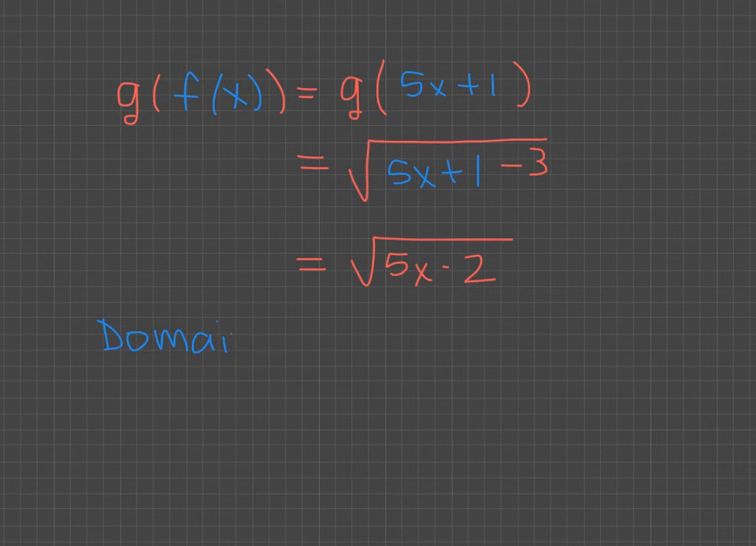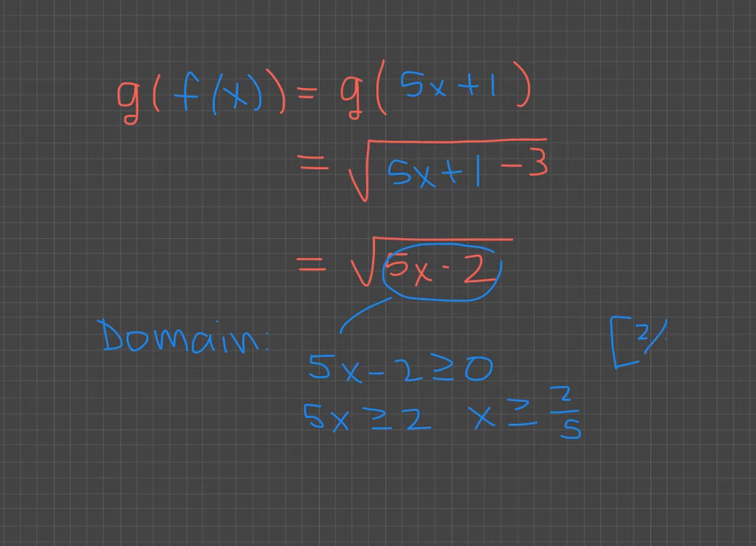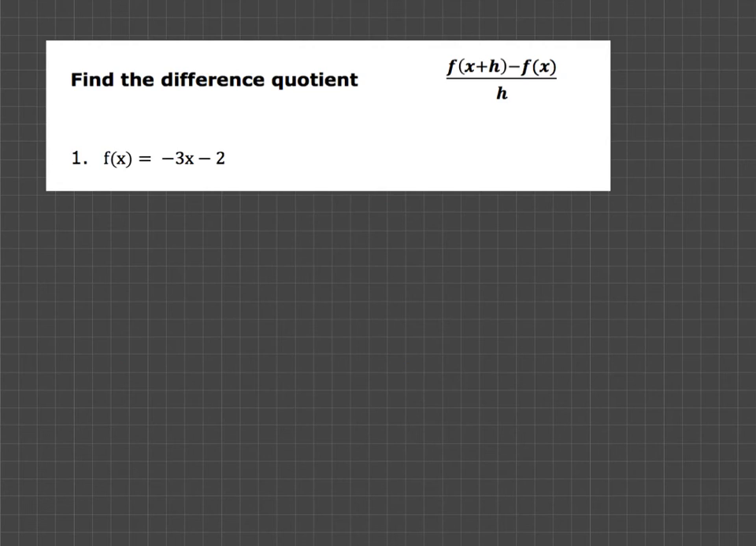So the input function this time had domain of all real numbers, so we don't really have to worry about restricting the domain for the 5x plus 1, but we do need to look at the domain for the resulting function. This right here is underneath the square root, so 5x minus 2 needs to be greater than or equal to 0. So solving that for x, we get x greater than or equal to 2/5. In interval notation, that's going to be bracket 2/5 infinity.